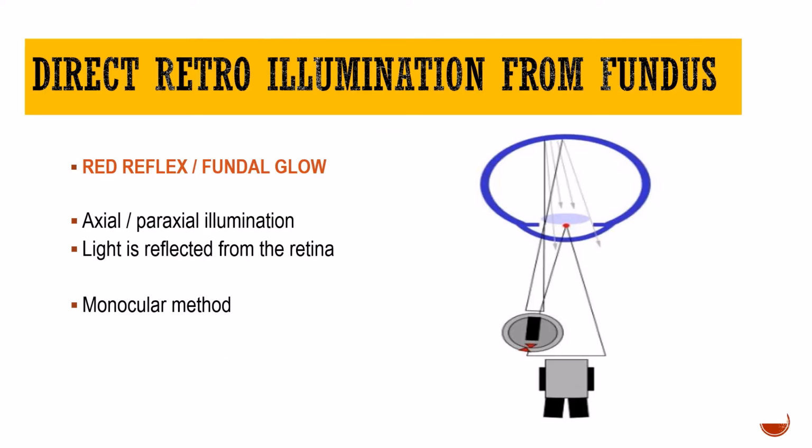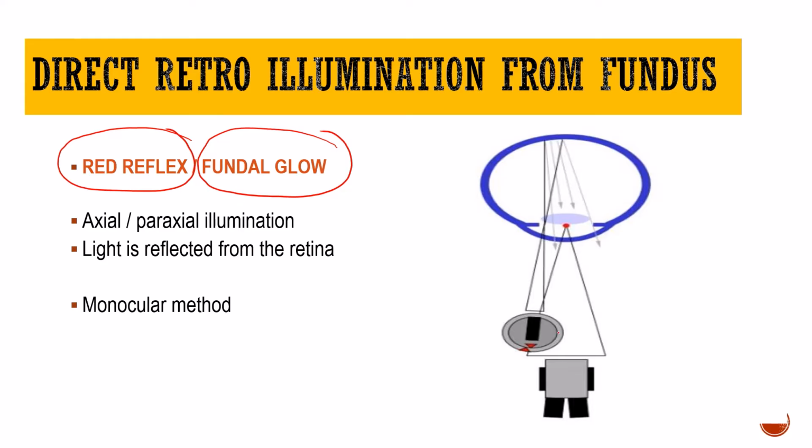Now, what about when you get the reflected beams from the fundus or from the retina? That is called the direct retroillumination from the fundus. So what you are getting over here is the red reflex which comes from the fundus, or the fundal glow. In order to carry out this direct retroillumination from the fundus, the system is usually paraxial or axial.